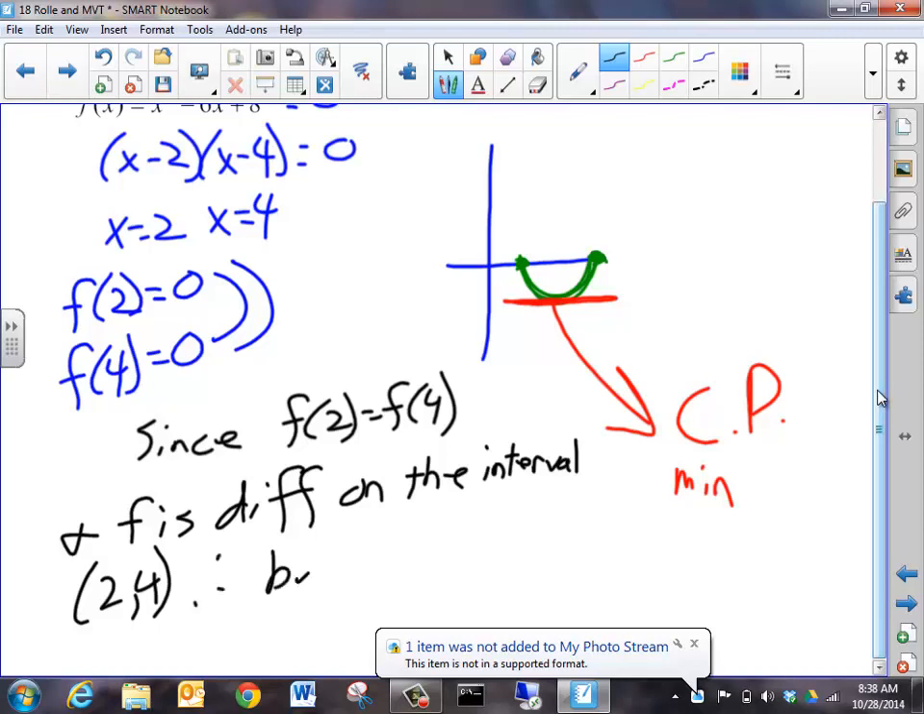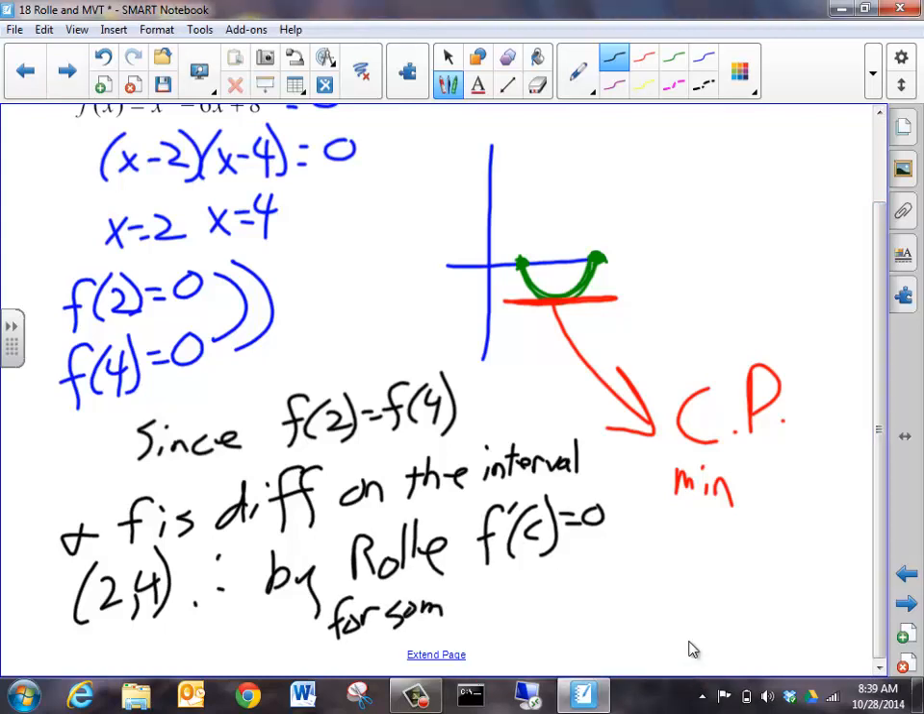Since the function values are equal at the ends and it's differentiable, therefore, by MVT, no, this isn't MVT, this is Rolle. By Rolle, f prime of c equals 0 for some c between 2 and 4. That's the statement you need to write if you're going to show that. You don't understand it right now, you just memorize it right now, okay?